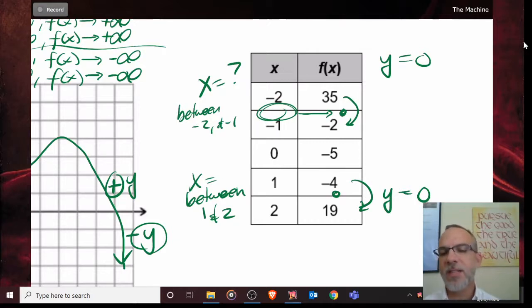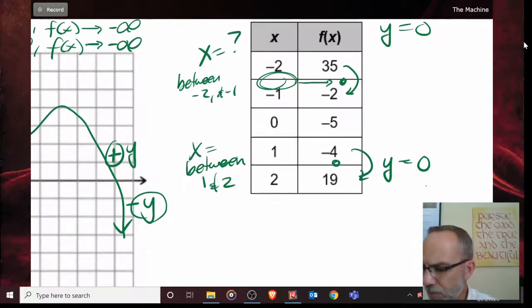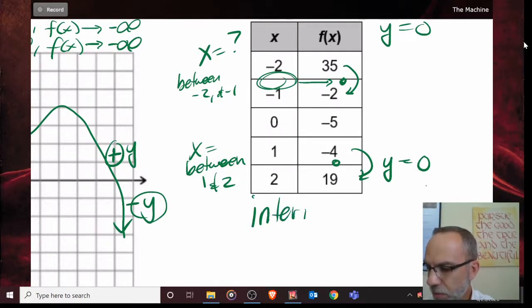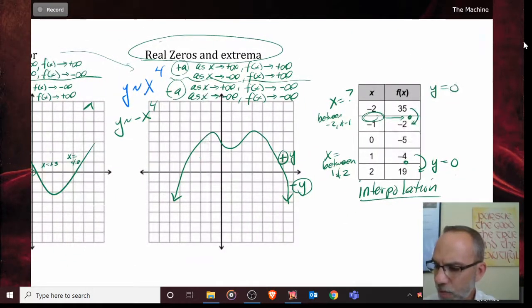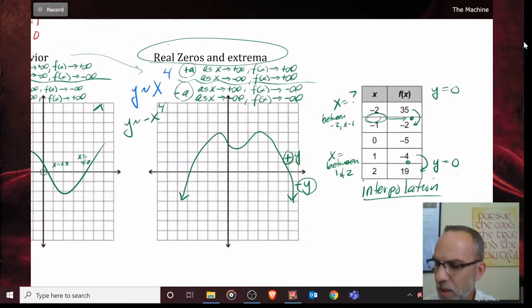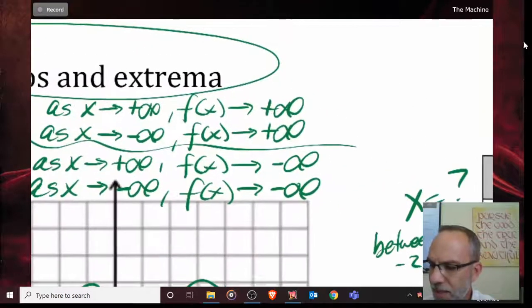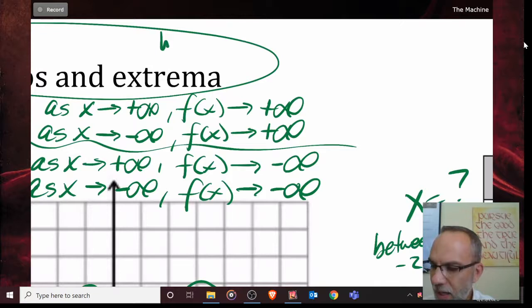Okay, this is a key skill. I might have mentioned it before. Reading between data points is called interpolation. It's a very good skill. You should know it. All right, so now we need to talk about one more thing, which is extrema. Extrema would be relative high or low points.